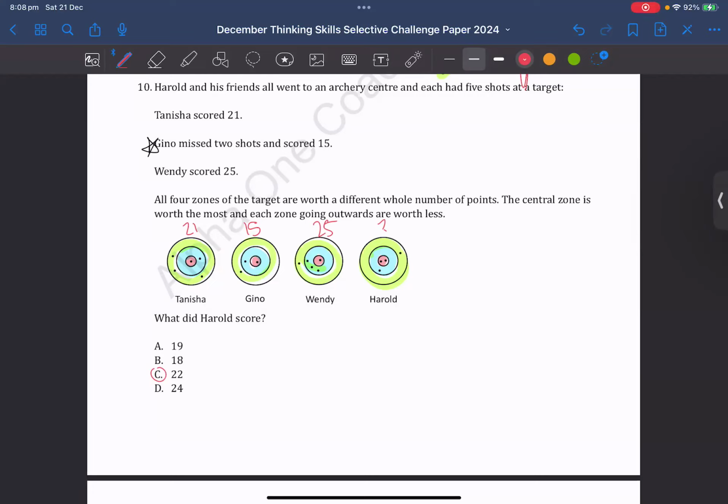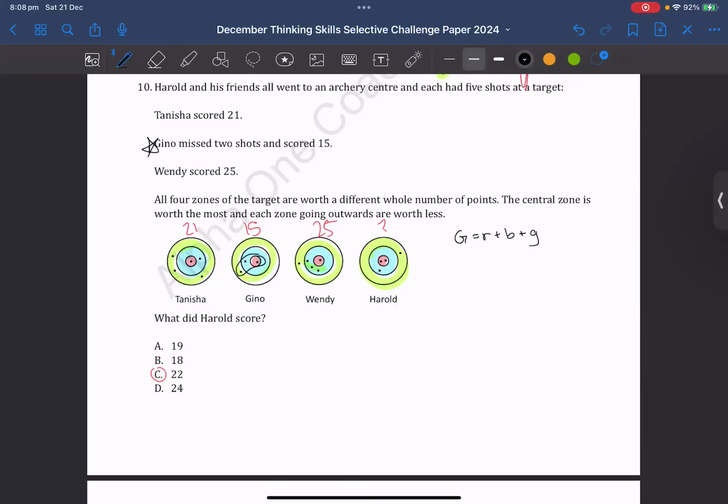Alrighty, so, okay, so, let's start off with what we know. I can see that Gino scored 15, and Gino scored in all 3 zones. So I'm going to see other people who have scored in that same zone. So there's these 3 here. So Gino is equal to a red plus a blue plus a green.